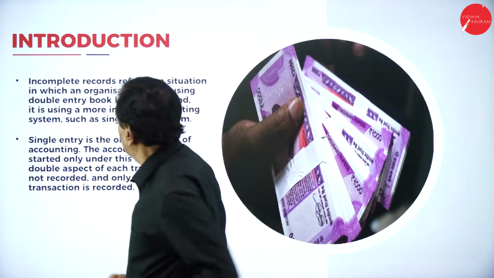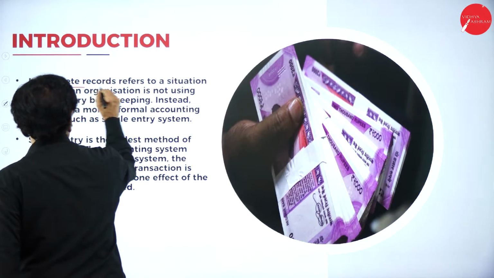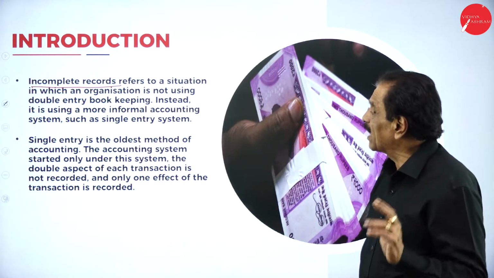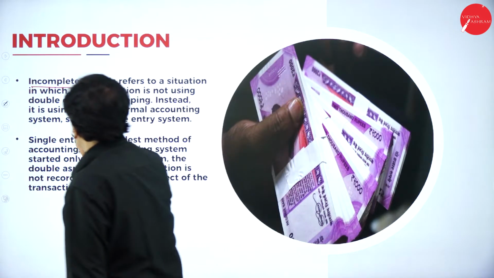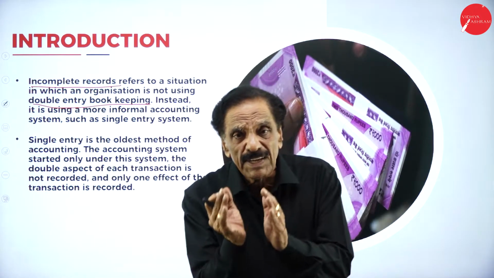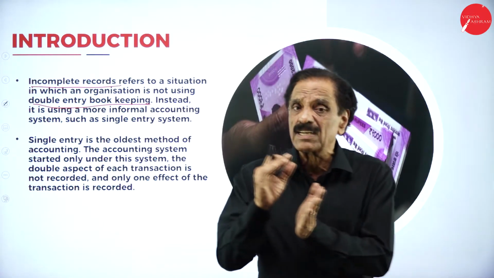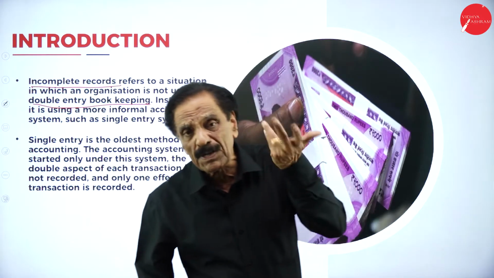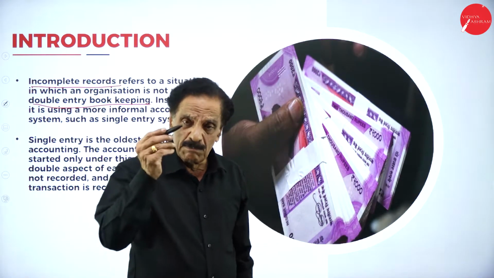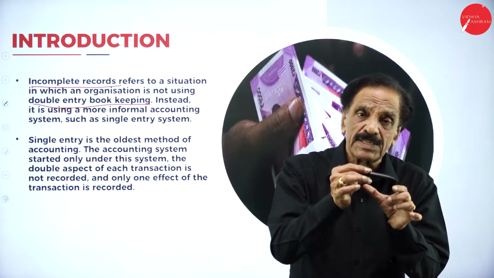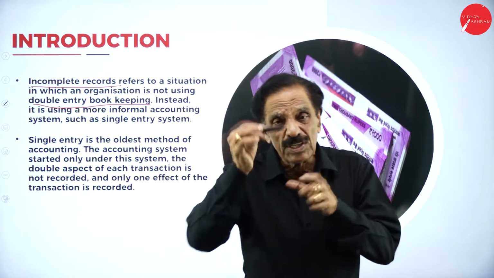Incomplete records refer to a situation in which an organization is not using double entry bookkeeping. Double entry bookkeeping means for every corresponding debit, there is a corresponding credit. One credited, one debited. For example, if we purchase machinery, what's the entry? Machinery account debit to cash account. It's a double entry system. Machinery is debited, cash is credited. So it is called double entry.